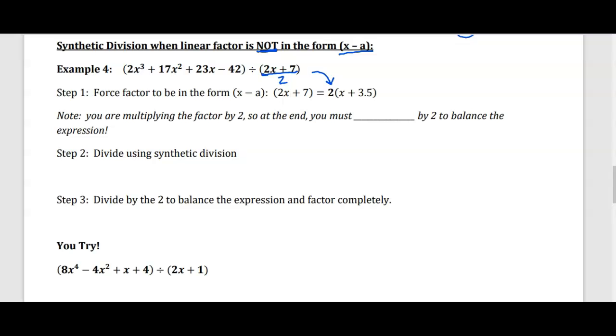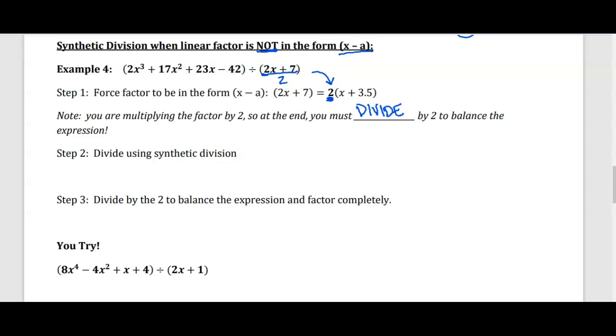Now keep a note. We are multiplying by 2 in the beginning, so at the end we have to divide by 2 to balance back that expression. So here, since we're multiplying by a factor of 2 with the x minus a, you must divide by 2 to balance back the expression, and I'll show you why once we divide.